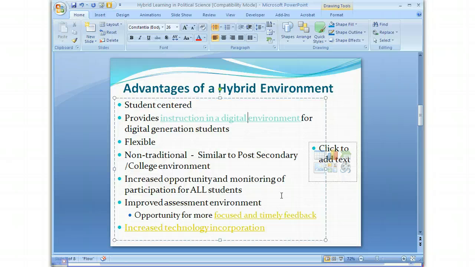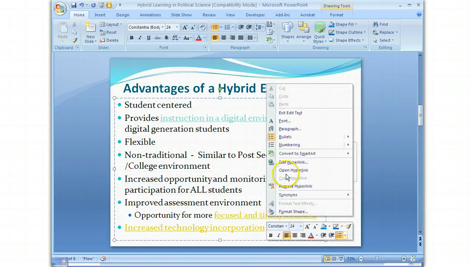It's flexible. Because of that flexible nature, students aren't committed to having to ask the instructor to repeat something so that they don't miss it. They're able to go back for that delivery as many times as necessary. It's also non-traditional in that it's similar to post-secondary or college environments. And it allows for increased opportunity and monitoring of participation for all students. Improved assessment environments provide an opportunity for more focused and timely feedback.